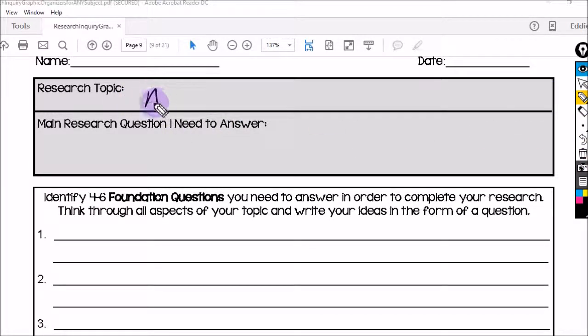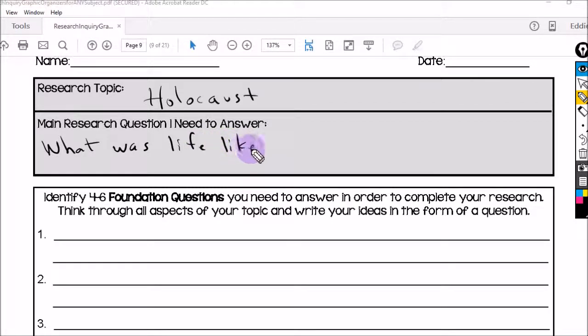Let's say my research topic was, well, let's do the Holocaust, because I know a lot of you are doing the Holocaust. And let's say our question was, what was life like in concentration camps?